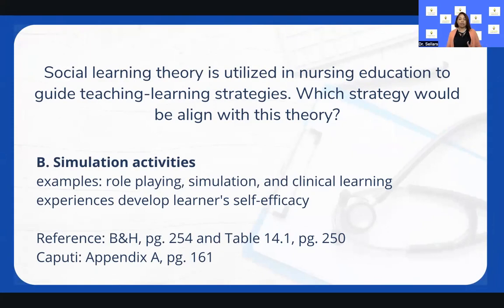If you chose B, simulation activities, you are correct. Some examples of teaching strategies that align with social learning theory are going to include role playing, simulation, clinical learning experience. All of these teaching strategies are going to help students develop the self-efficacy that's so important. This specific concept of self-efficacy really does provide a foundation and provides a pathway towards competency and clinical judgment and advancement of nursing knowledge and application.